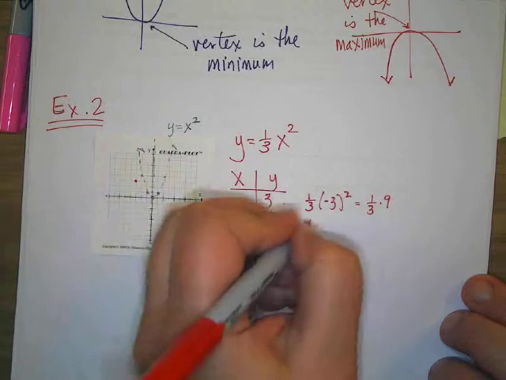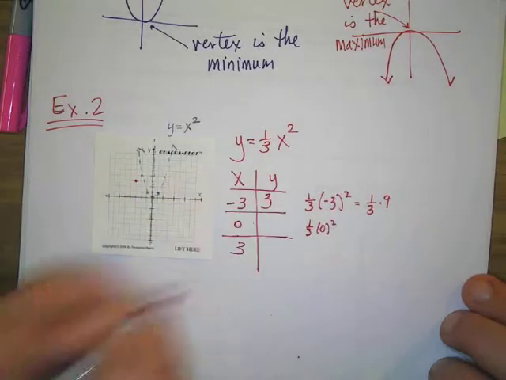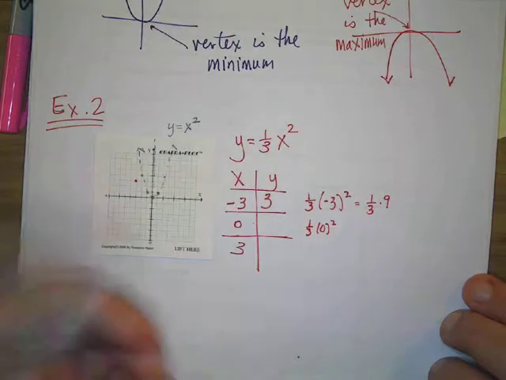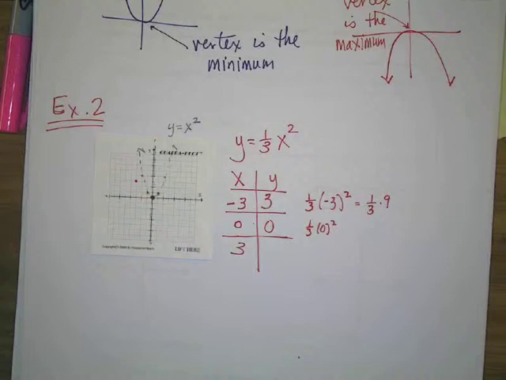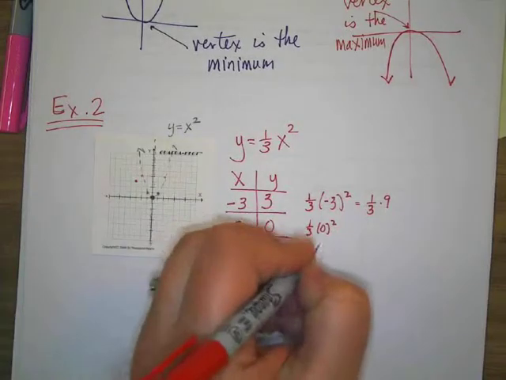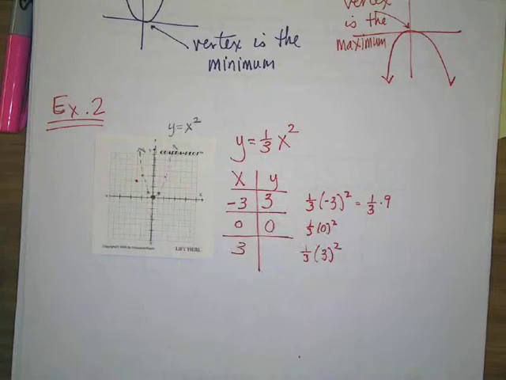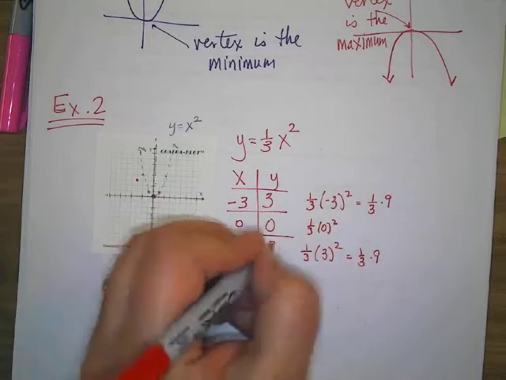Now let's put the 0 in. I love multiplying by 0. It's 0. Okay, so it didn't change where the vertex was. It's still hanging out there. And then let's put the 3 in. So what's 3 squared? 9. So we have 1/3 times 9. What's it's 3.